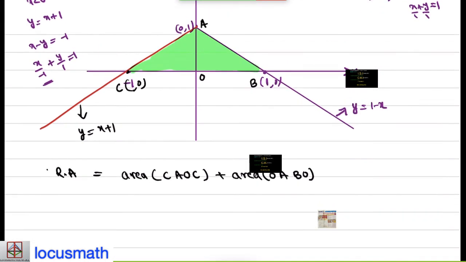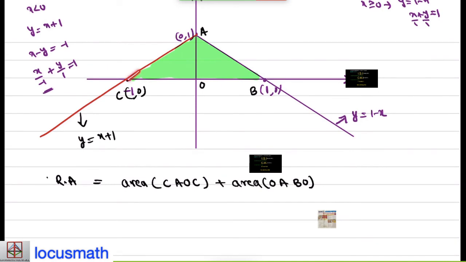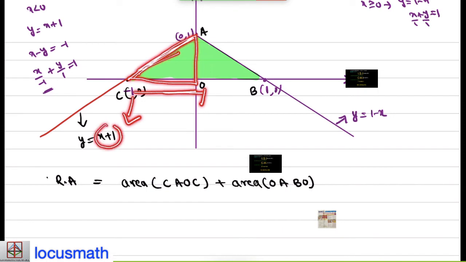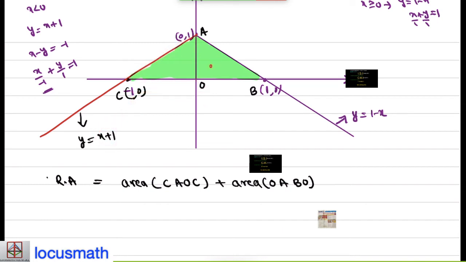To find the area CAOC, the lower limit is minus 1 and the upper limit is 0, therefore integral from minus 1 to 0 of y dx. Here y is equal to x plus 1. For the other area, the lower limit is 0 and the upper limit is 1, therefore integral from 0 to 1 of y dx. Here y is equal to 1 minus x.